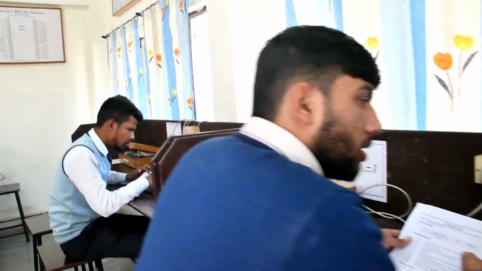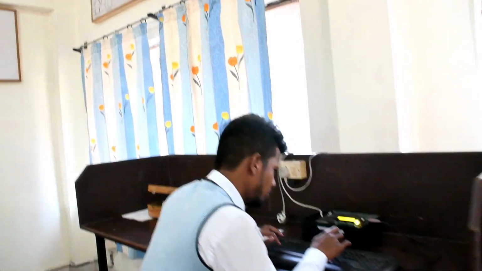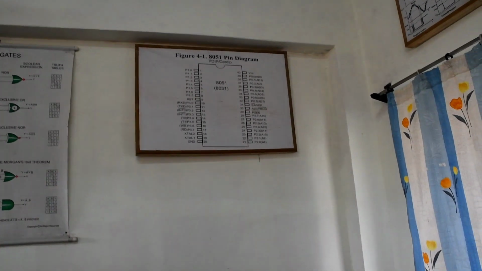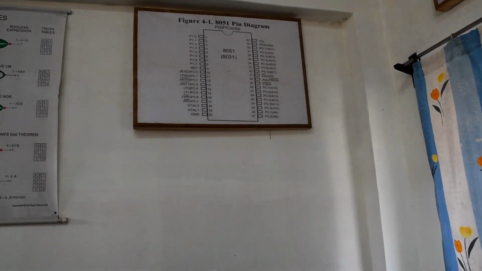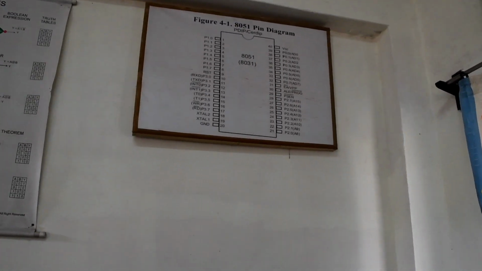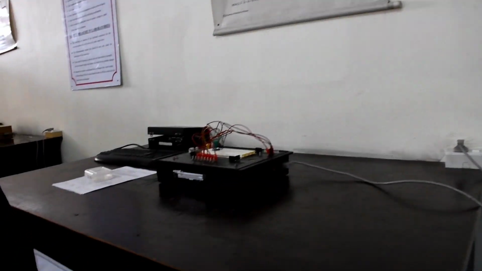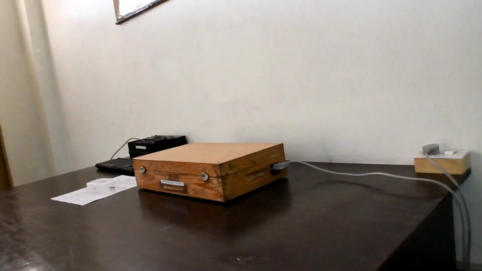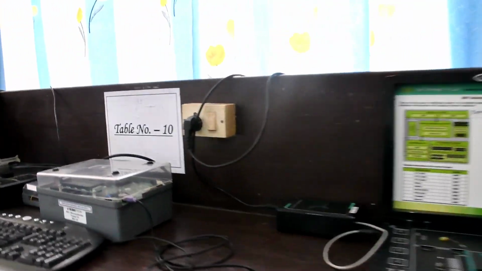And this is our pin diagram of the 8051 microcontroller. This is the 40-pin IC which students use in the kit. This is the main IC in the microcontroller. These are the different kits for all 10 experiments, for performing with the microcontroller. This is the 8051 kit.